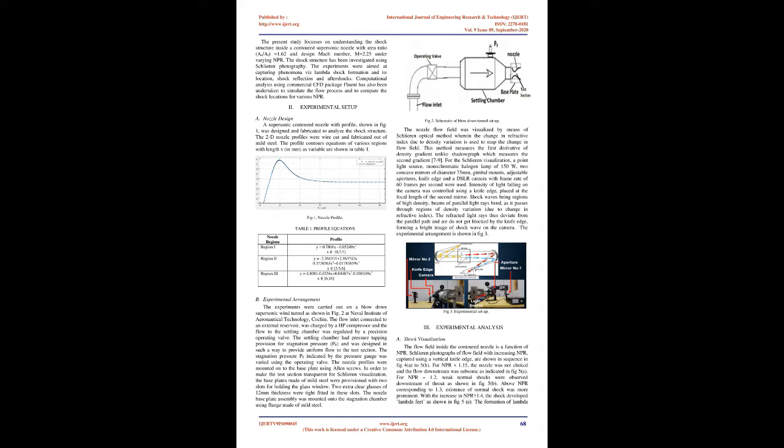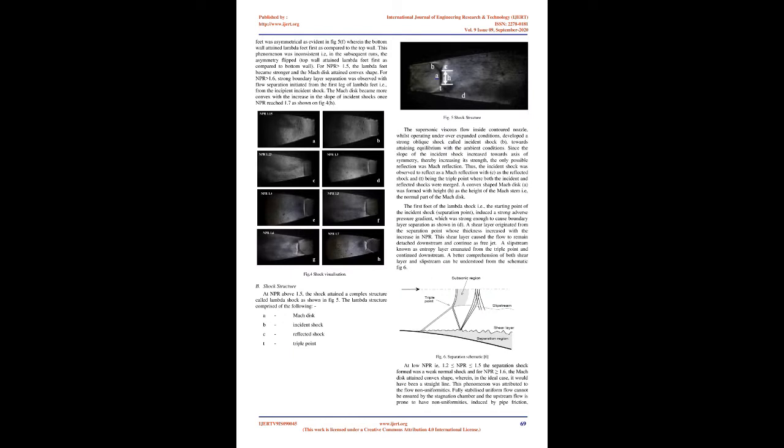The flow inlet, connected to an external reservoir, was charged by an HP compressor, and the flow to the settling chamber was regulated by a precision operating valve. The settling chamber had a pressure tapping provision for stagnation pressure, P0, and was designed to provide uniform flow to the test section. The stagnation pressure P0 indicated by the pressure gauge was varied using the operating valve.